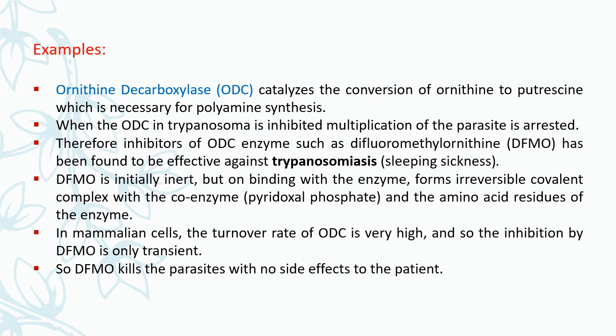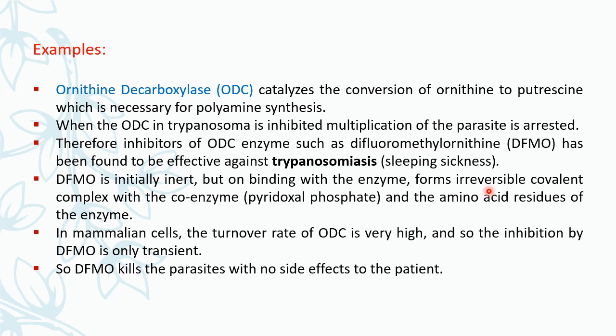Now some examples. The examples of suicide inhibitors are very interesting. Okay, these are potent pharmaceutical agents. We have already discussed that they have very low side effects, and that is why these are very important pharmaceutical agents. One such agent is DFMO, difluoromethyl ornithine. This DFMO is used in the treatment of trypanosomiasis or sleeping sickness caused by the parasite Trypanosoma.